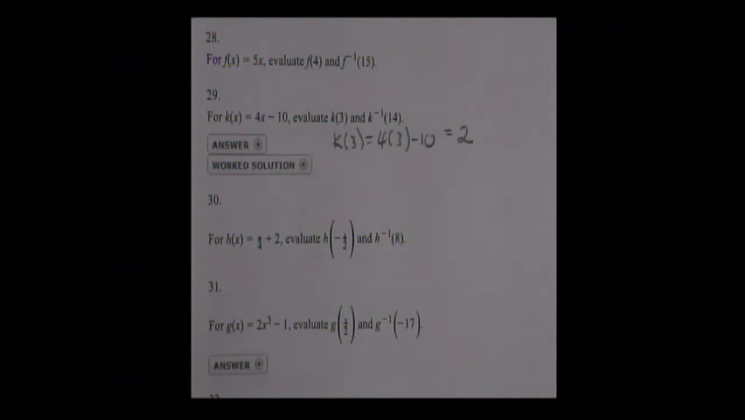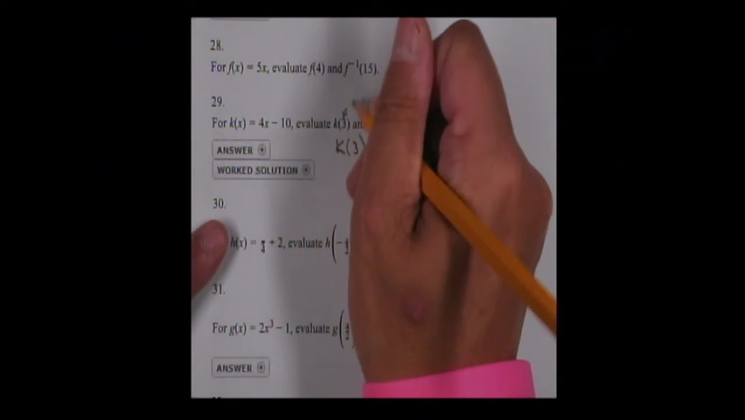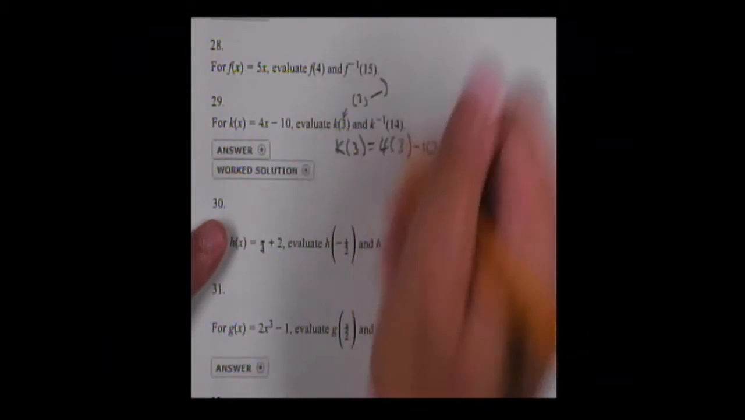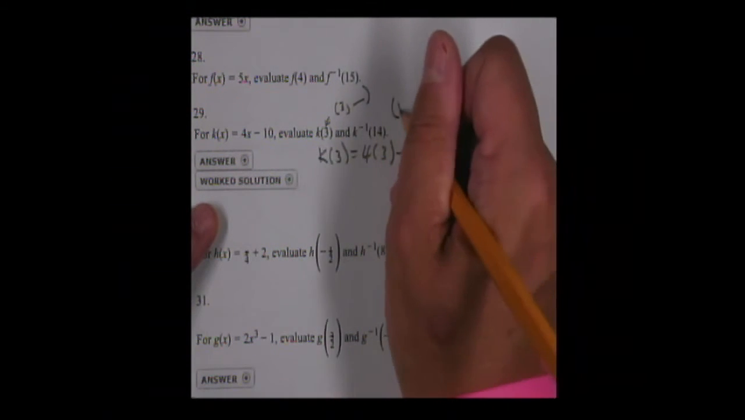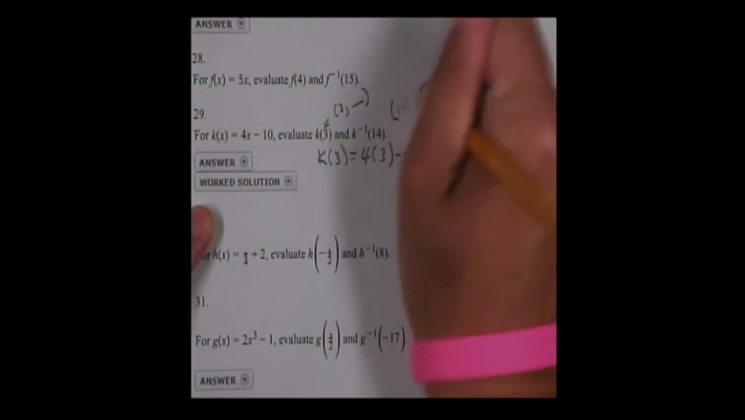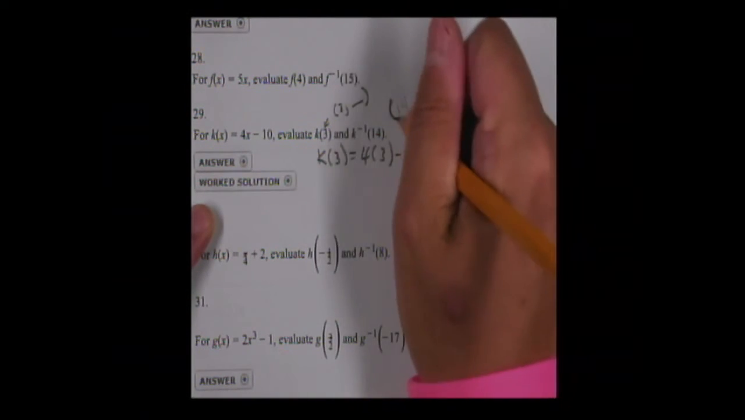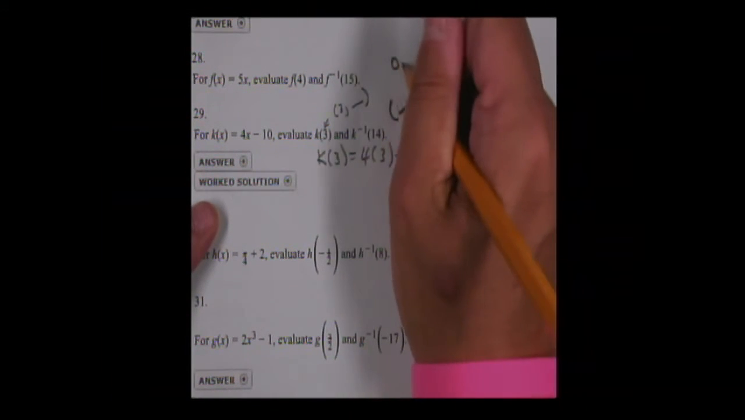There's an easy way to do k inverse of 14. There's a hard way. The hard way is find the inverse and plug the number in. The easy way is to recognize that when I'm going backwards, I'm doing k at 3, that's 3 comma something. And when I do k inverse of 14, that's actually on the original function.